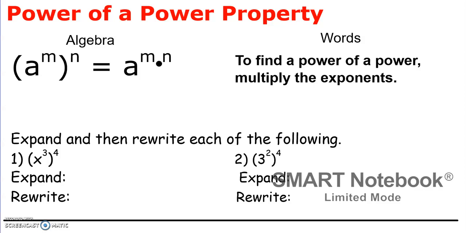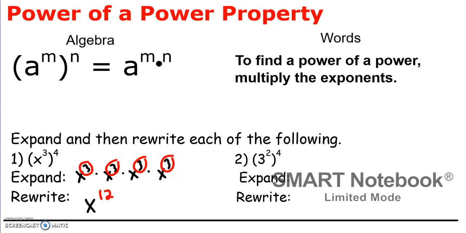Number 1 says we have x to the third raised to the fourth. So that means I'm going to rewrite x to the third 4 times, because I'm taking x to the third and it says I'm repeating that multiplication 4 times. So now we have x to the third times x to the third times x to the third times x to the third, and we can add all of these together, so we get 3 plus 3 plus 3 plus 3, and we get 12.